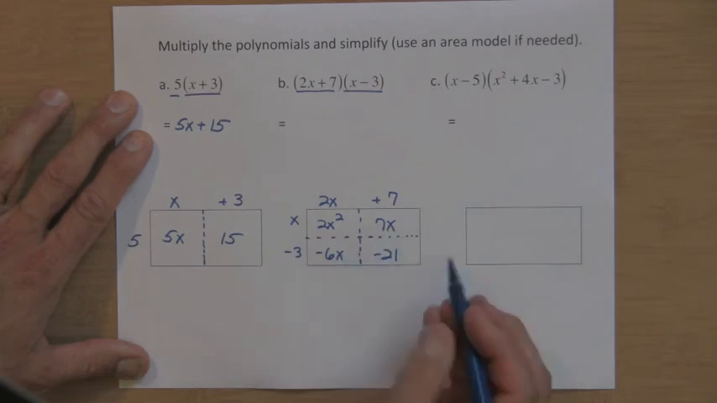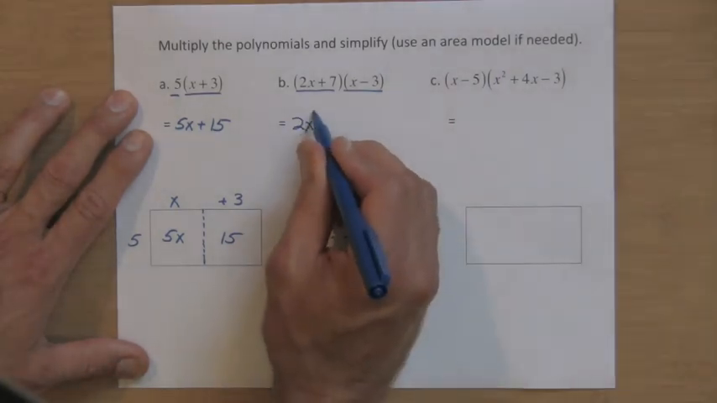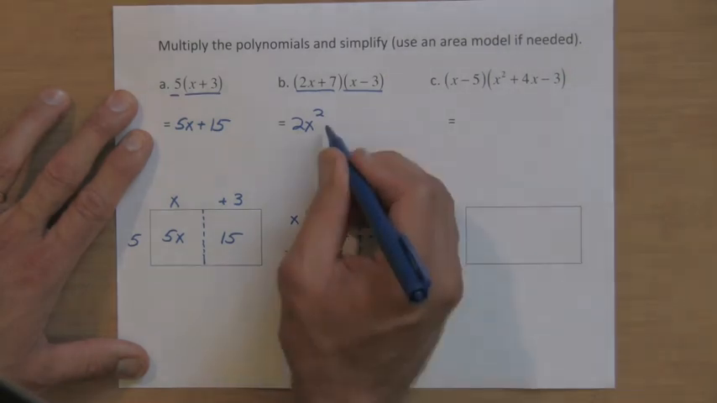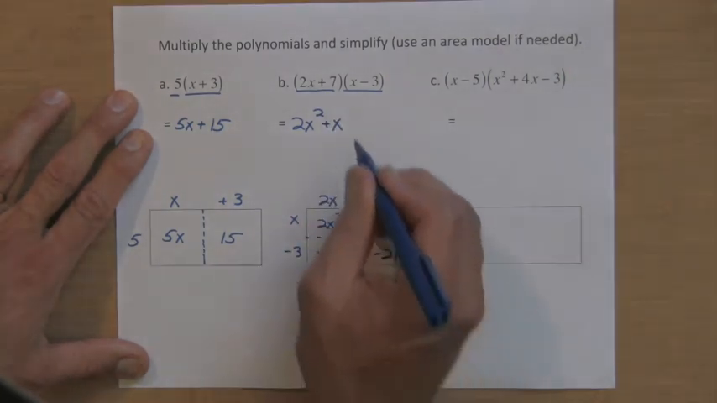Two are like terms, 7x and minus 6x. So I have 2x squared, 7x minus 6x is 1x, or just plus x, and then minus 21.